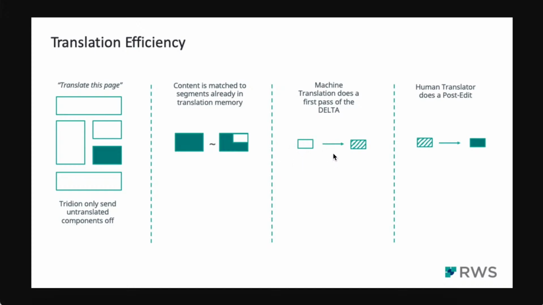Once we figure out what the delta is, what new stuff needs to be translated, we're going to have machine translation do a first pass, and then I'm going to show how a human translator can then do a post edit on this.